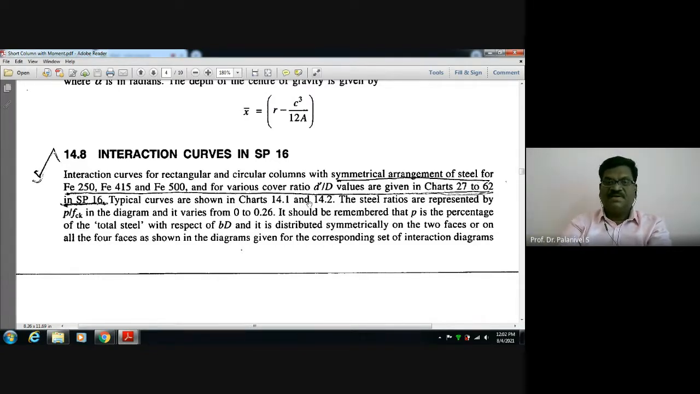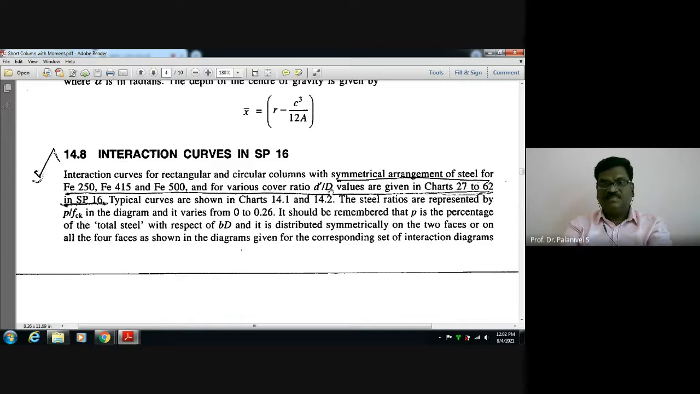And it is given for various cover ratios, that is what it is called. For various cover ratios, the symmetrical arrangement of steel is given for Fe250, Fe415, Fe500. So different diagrams are available for different grades of steel, and also for various cover ratios. Cover ratio means D dash by D. Where you provide the steel reinforcement, there is an effective cover available. That will be given in the problem itself. That is called the cover ratio: the effective cover to lateral dimension ratio.